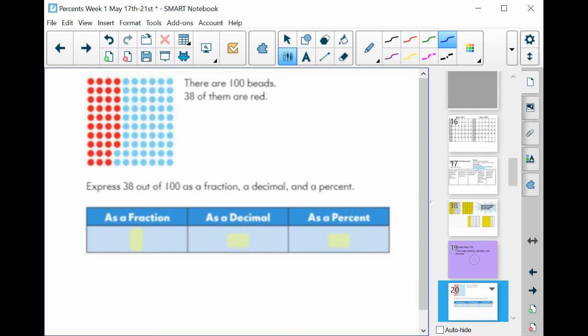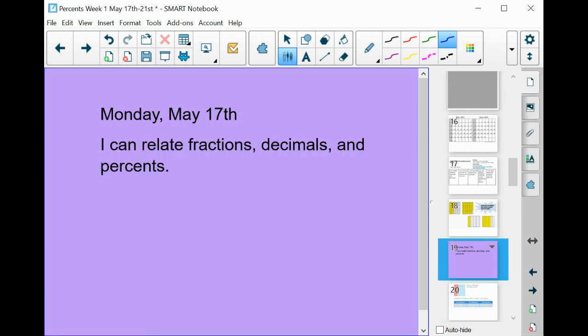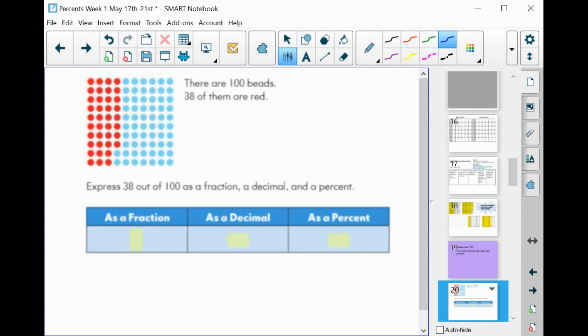Okay, today our learning target, our first of our percentages unit, is I can relate fractions, decimals, and percents. So the first thing we're going to do here is try to make the connection between all three. Now the only one of these that is new to you is percentages, or percents.